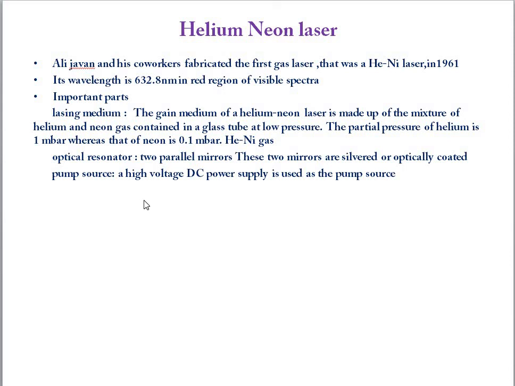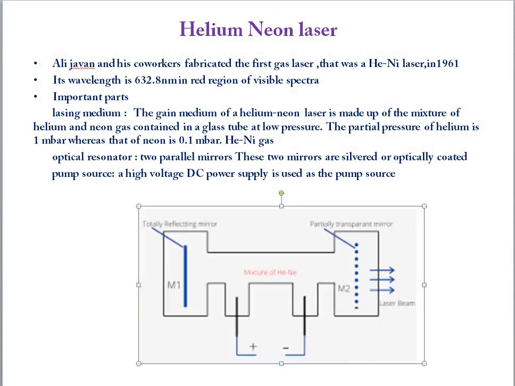And the pumping source here is not a light source, it is a high voltage DC power supply. So it is used as the pump source in the helium neon laser. That is the basic difference between the ruby laser and the helium neon laser. There are a lot of changes in the case of a helium neon laser.